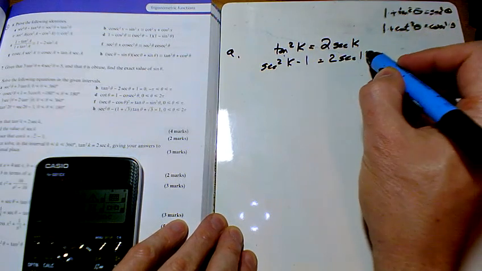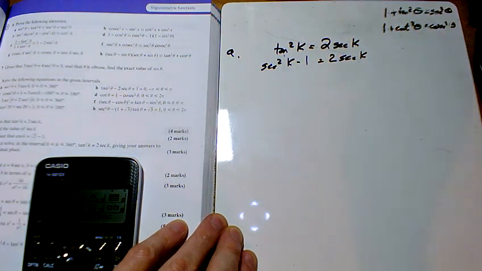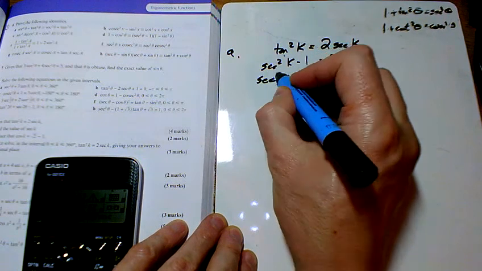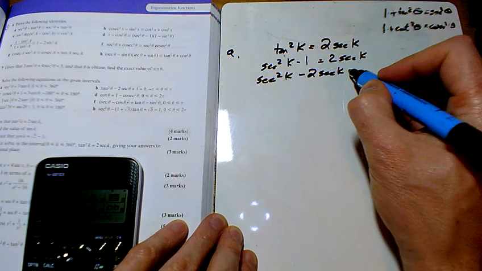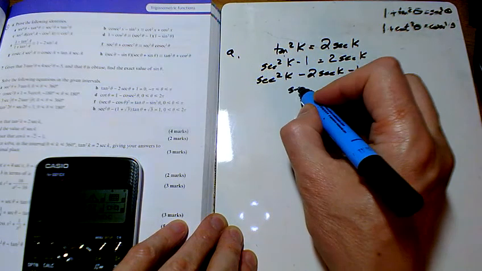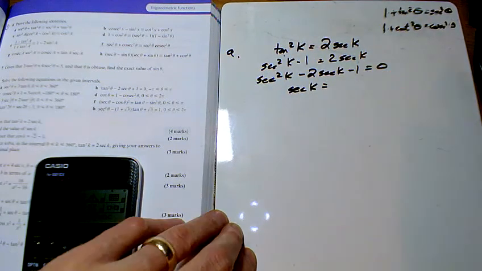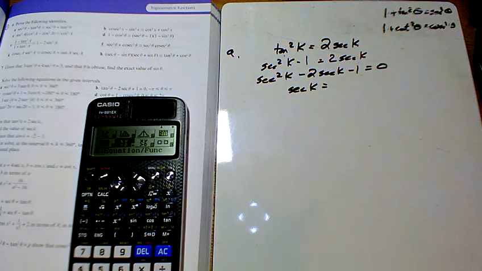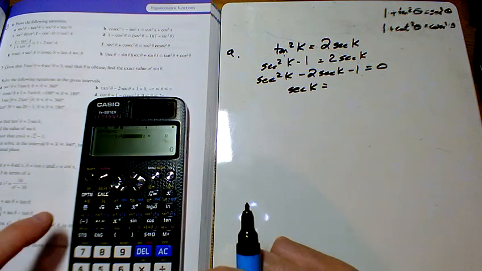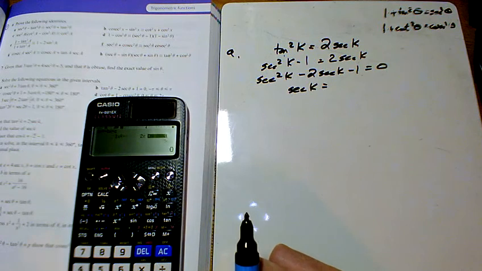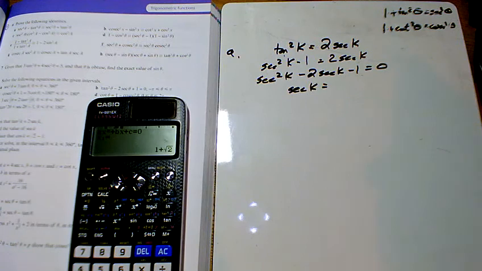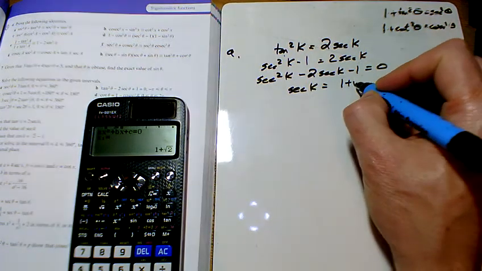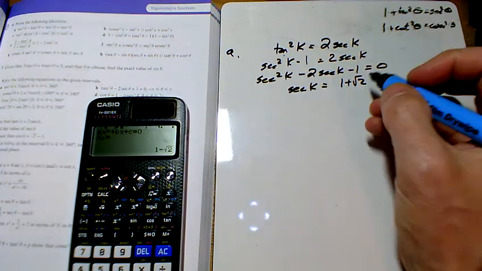And just like anything else, even though there's a k here, we've got a nice little quadratic to solve. So I've got sec squared k minus 2 sec k minus 1 equals 0. And so that's going to give us two answers for sec k. Let's use the calculator to do it. So we've got 1, minus 2, hope you can see that, it's not too bright, and minus 1. And it gives us 1 plus root 2, and the other one, 1 minus root 2.